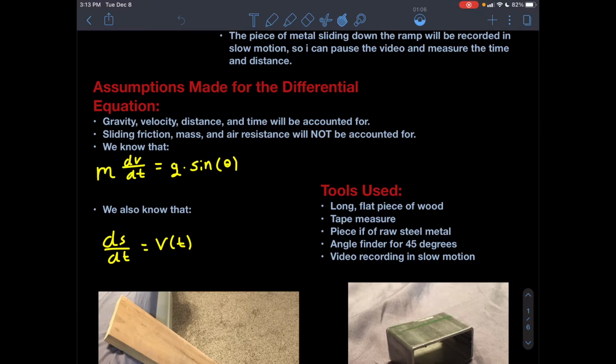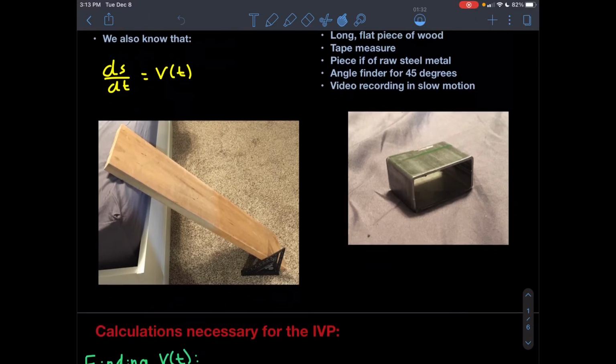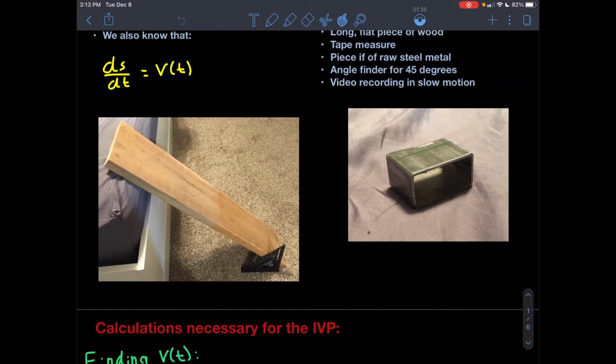The tools used were a long, flat piece of wood, tape measure, a piece of raw steel metal, angle finder for 45 degrees, and video recording in slow motion. As you can see, on the left we have the piece of wood and the angle finder at 45 degrees, and on the right we have the piece of metal. The piece of metal is dropped from the top of the piece of wood and slides down and is recorded with a tape measure that runs the entire length of the wood.